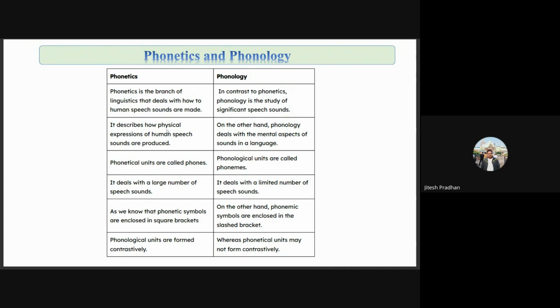It describes the physical expression of human speech. On the other hand, phonology deals with the mental aspect of sound. In phonetics, the phonetic units are phonemes, the smallest sound production unit that we produce. And phonology units are called phonemes. So these are the common differences between phonetics and phonology.